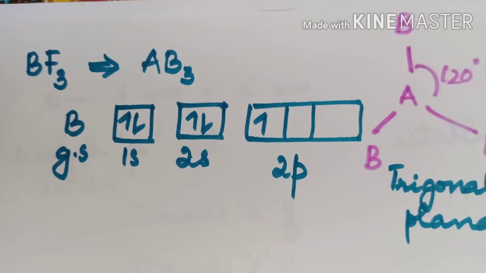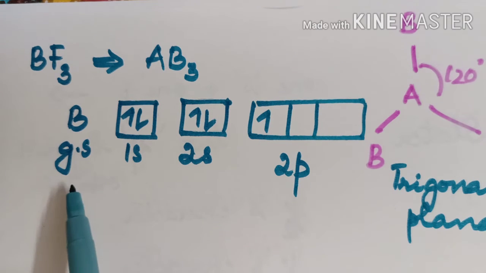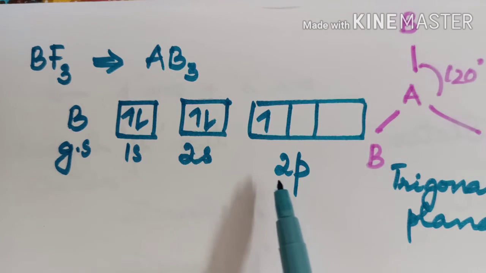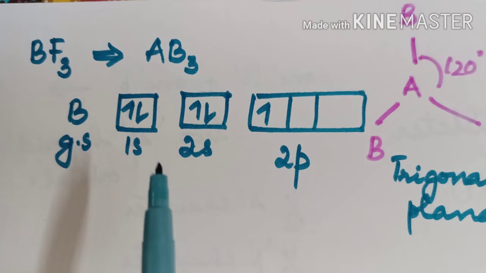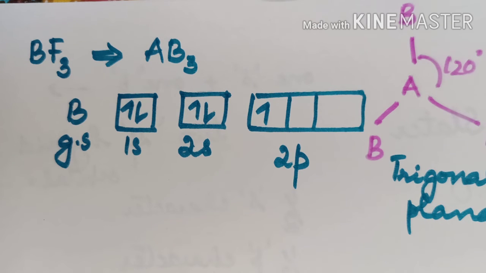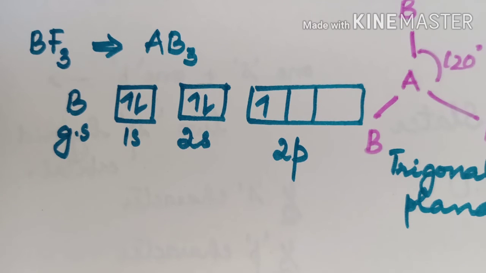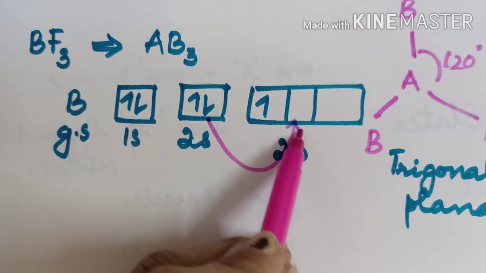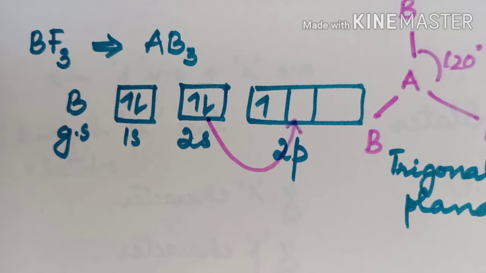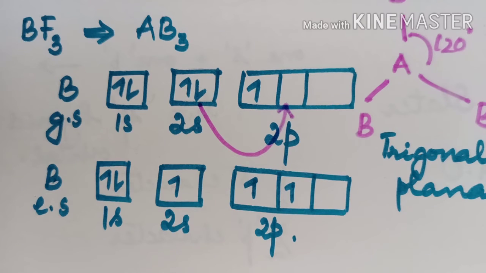Now we'll check whether we are getting the same. So here with the ground state configuration, we are unable to form the molecule BF3, for which we have to do the excitation. So from where to where we have to excite the electrons? In order to create 3 unpaired electrons, the electron in the paired condition has to be promoted to the next higher orbital. So then the configuration will look like 1s2, 2s1, 2p2.